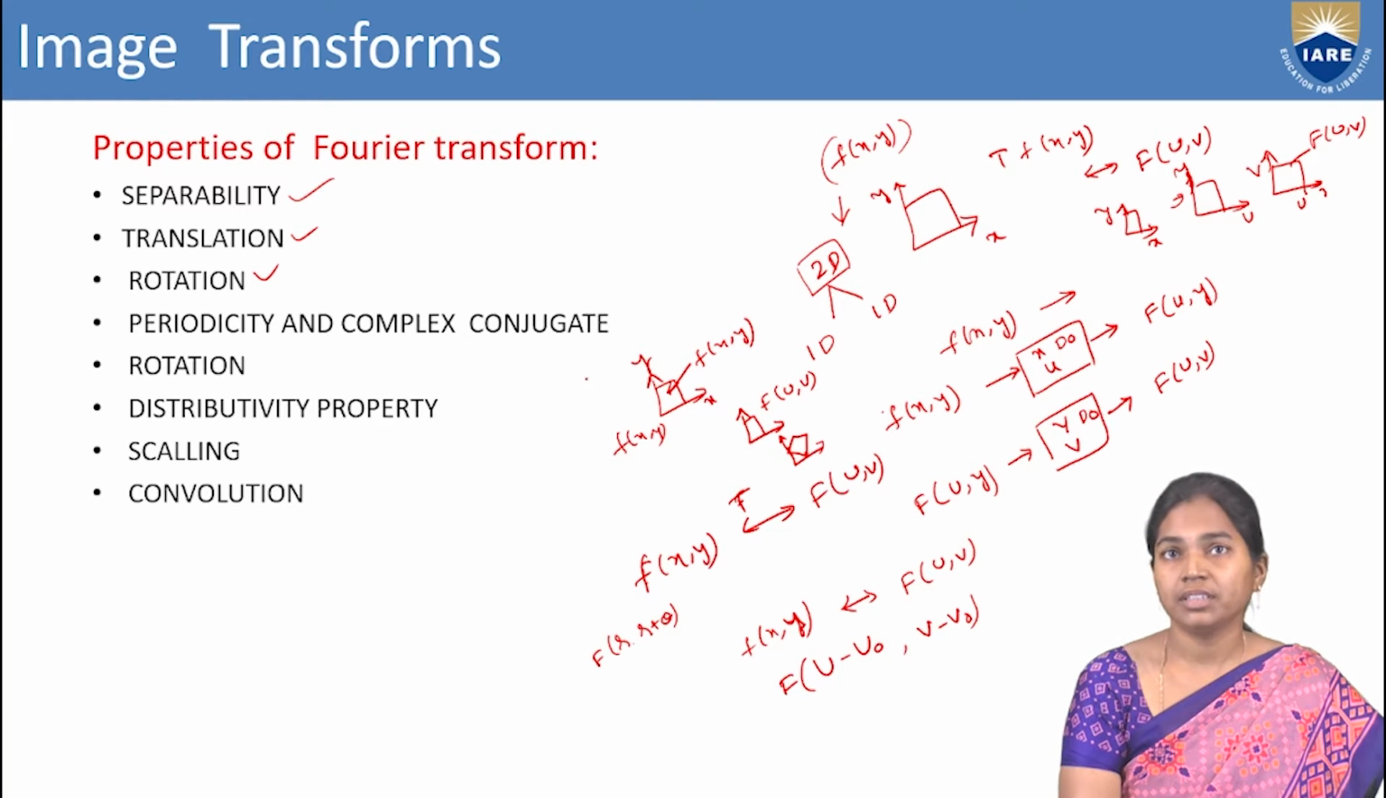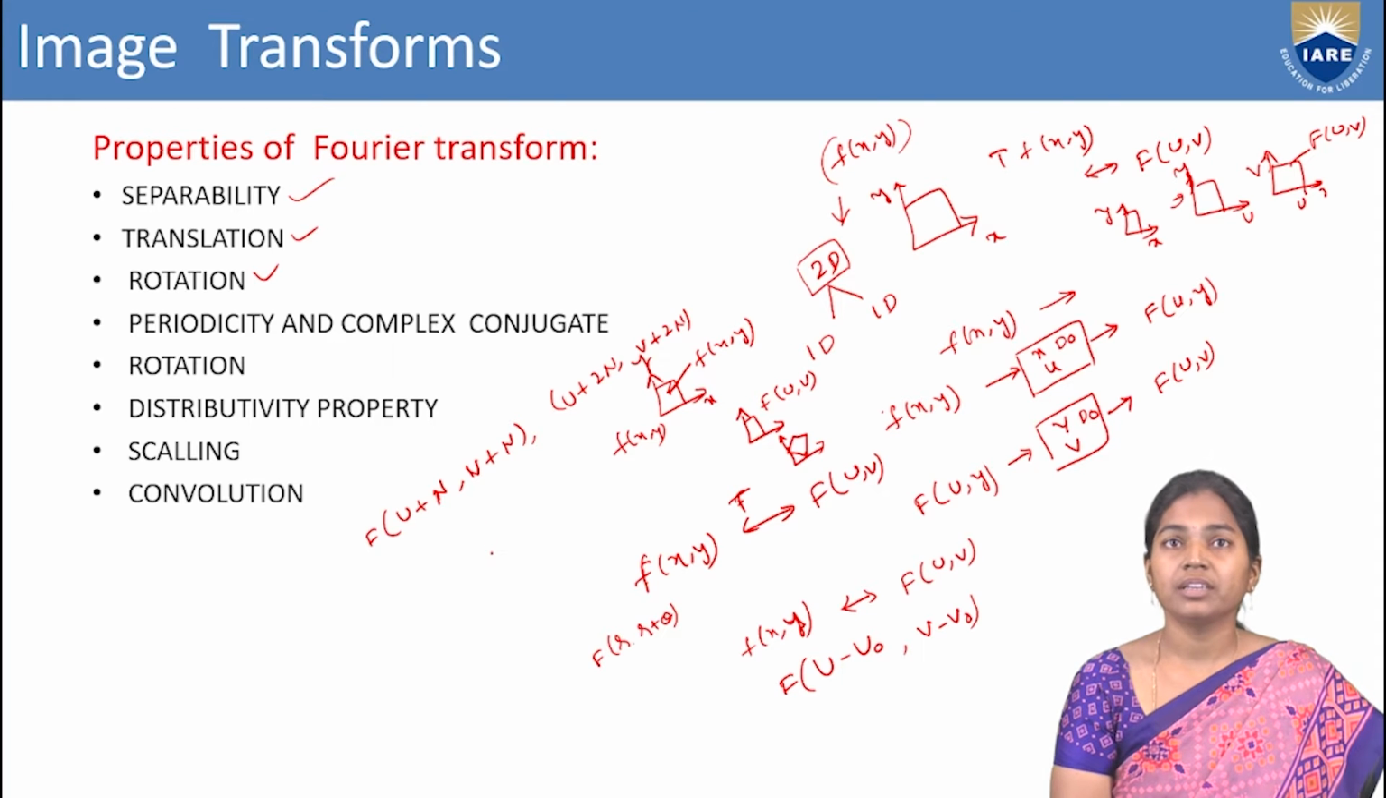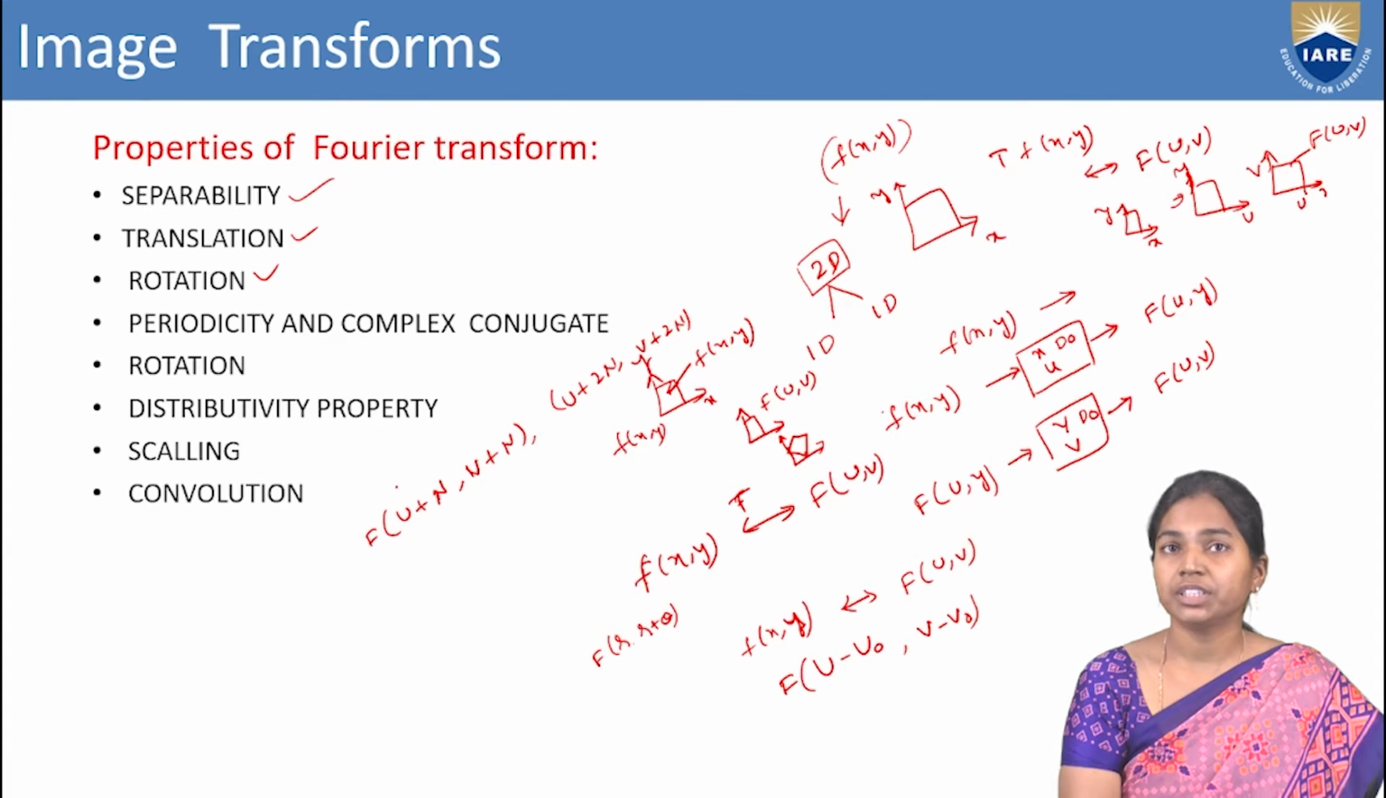Next, periodicity and complex conjugate. Periodicity is nothing but F of u plus n comma v plus n, and also u plus 2n comma v plus 2n. So that is the periodicity property.